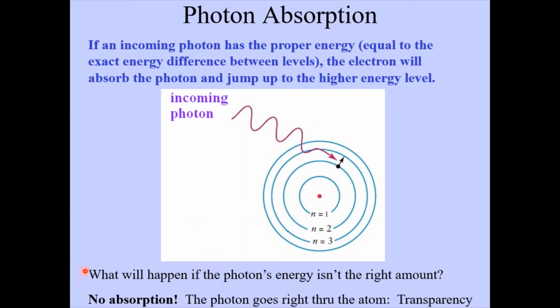Now, what would happen if the photon's energy isn't the right amount? Well, what happens here is there's no absorption. In other words, the electron here is a very finicky, picky eater. It only wants to eat photons that have the exact amount of energy necessary to let it jump up to one of these other levels. If the photon has a different amount of energy, then this photon will just pass right through the atom, and this is what makes atoms transparent. For example, the atoms in our atmosphere are basically transparent to visible light, and that's why we can't see the air.